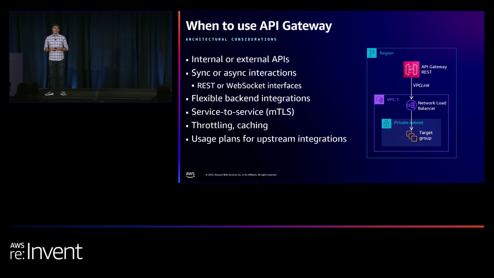API Gateway has very, very flexible back-end integrations. It supports things like mutual TLS, throttling and caching, and it also supports features like usage plans, which can be useful if you have like a chargeback model to your consumer, or maybe it's like an associate type URL.